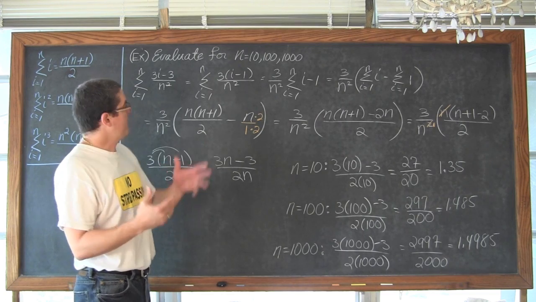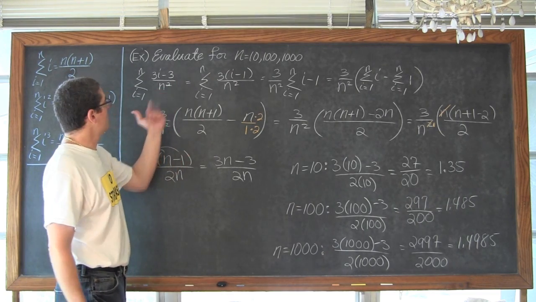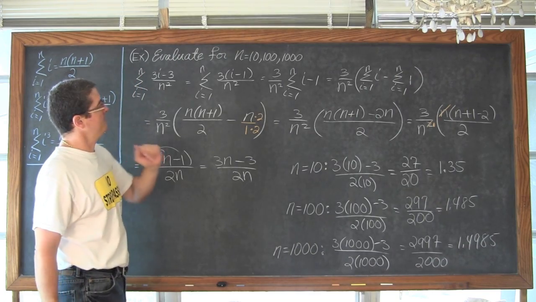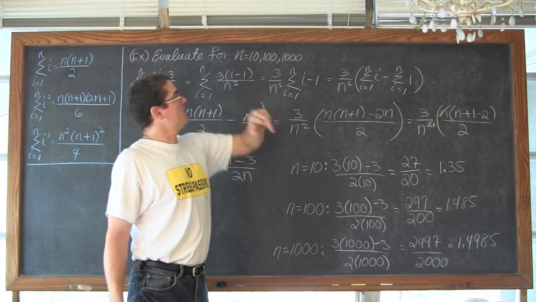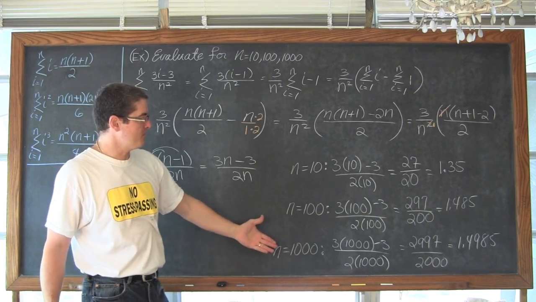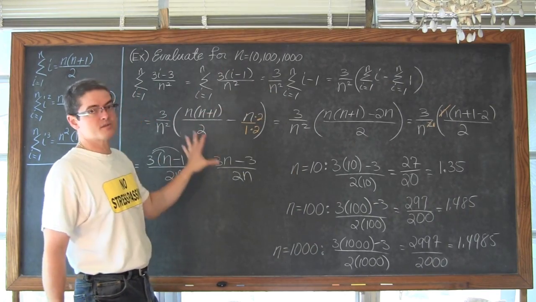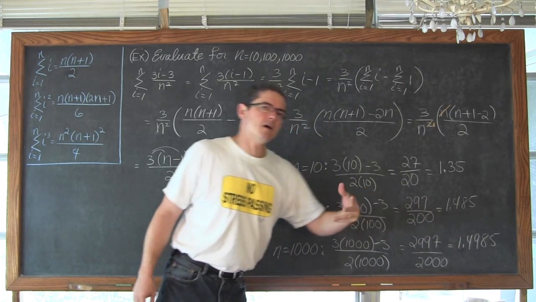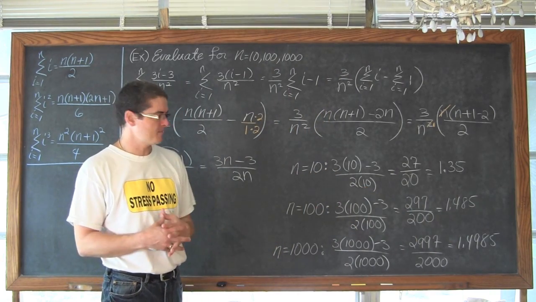Okay, so we have the summation notation. We are letting i go from 1 to n, and we're letting that upper limit go from 10 to 100 to 1,000. And as you can see by my answers here, and look how quickly that went, even though I had to do all this preliminary work, our overall sums really are not increasing very much.